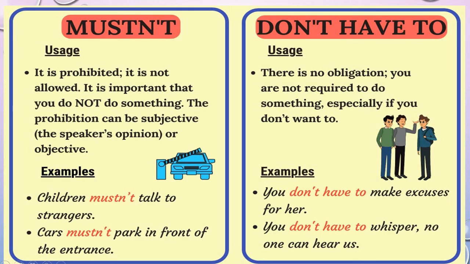Then don't have to. Usages are: there is no obligation. You are not required to do something, especially if you don't want to. That means if you don't want to, you don't need to do it. It doesn't matter. Examples: you don't have to make excuses for her. You don't have to whisper, no one can hear us. These are the examples.